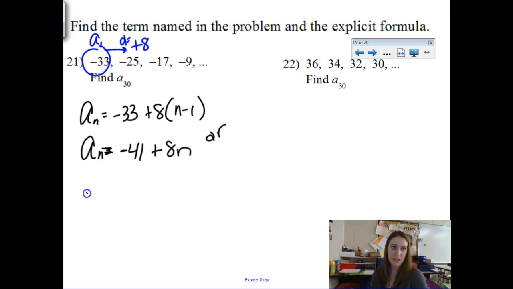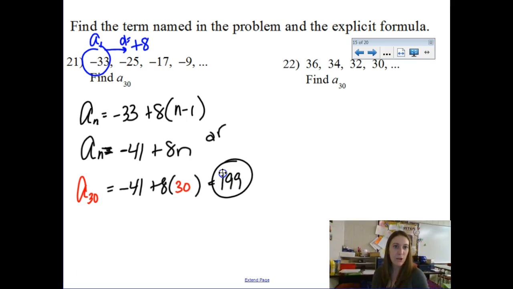So either one of these formulas is acceptable for using, but this is the most simplified one. And then they want the 30th term. So we kind of already did this, right? The 30th term would be plugging in a 30. And again, either formula works, so whatever makes you happy. I'm going to go with the second formula. Negative 41 plus 8 times 30. And I already did this on my calculator, so let me steal my answer. 199, yeah. Awesome. We'll show you later how to use your graphing calculator sequence mode to figure out some of these for you.